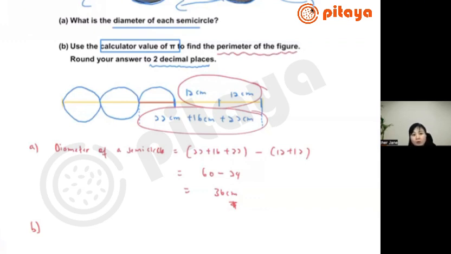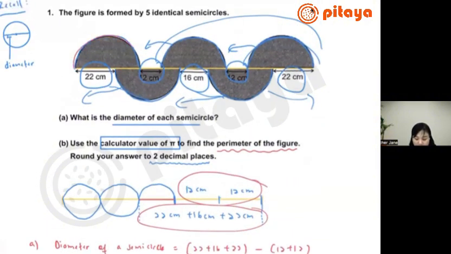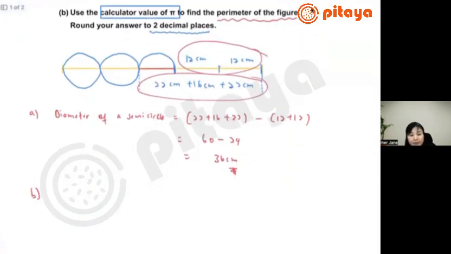Perimeter means the sum of all the outer lines of a figure, which means I need to find this semicircle plus this length, plus the semicircle and the length again, and the semicircle, the length, semicircle, and the length. Basically, we have to find the semicircle lines. There are 5 semicircle lines, plus all the gaps, all the lengths here. To do that, we need to know the formula to find the circumference of a circle.